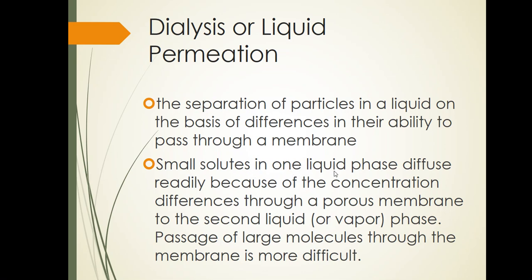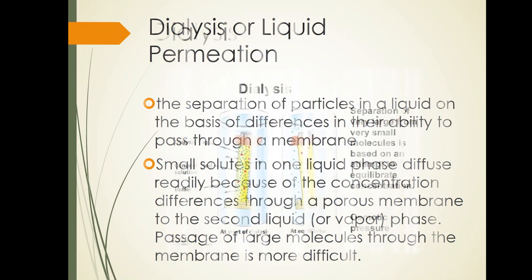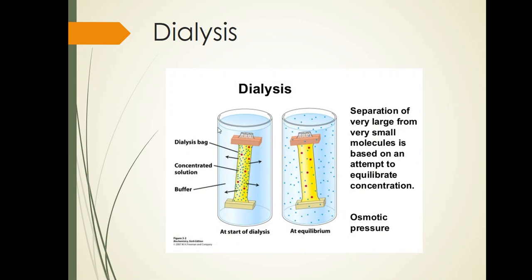Now, small solutes in one liquid phase diffuse readily because of the concentration differences through a porous membrane to the second liquid or even vapor phase. Passage of large molecules through the membrane is more difficult. So the membrane being used here is selective of the pore sizes of the particles. Its main objective is to separate by virtue of difference in size of particles. Now this one is an illustration of dialysis. The separation of very large from very small molecules is based on an attempt to equilibrate concentration.